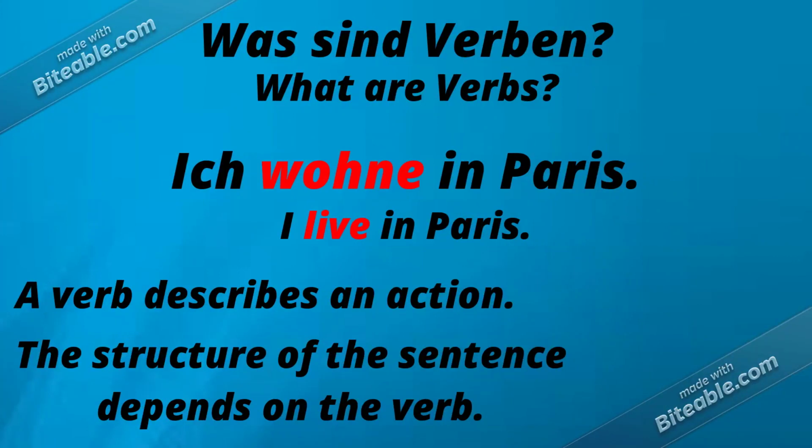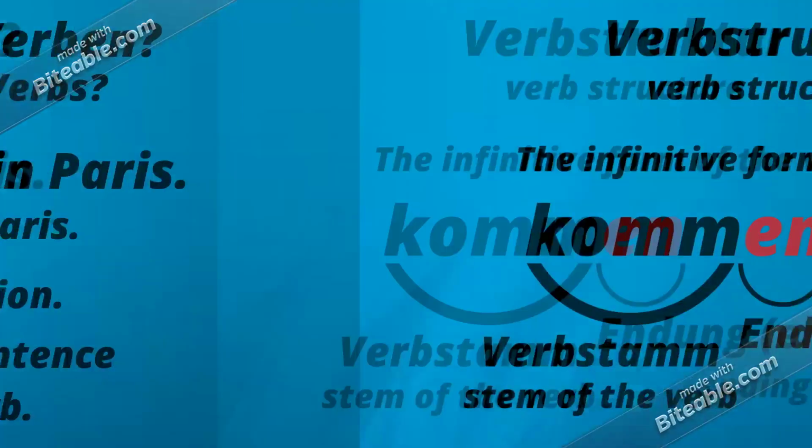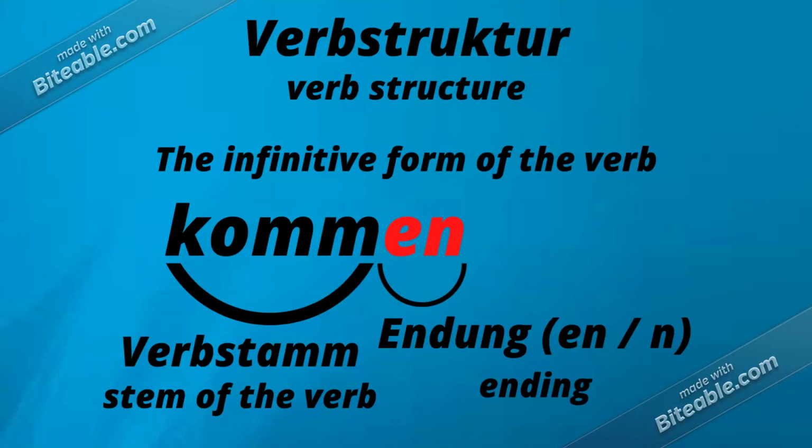Let's learn the first part. Was sind Verben? That means, what are verbs? Here is an example. Ich wohne in Paris. That means, I live in Paris. The verb here is wohne, that is, to live. Here you can notice that a verb describes an action. The structure of the sentence depends on the verb. Now we will learn how it happens.